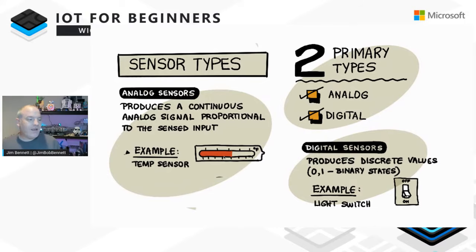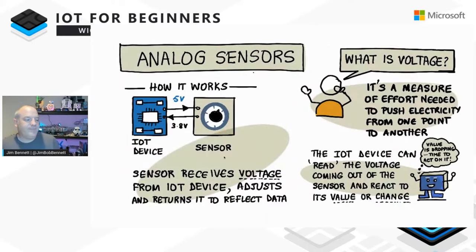A button switch is a classic digital sensor. It's on or off, those are the only two states. You can't have a switch on halfway or a button on halfway. So it's analog sensors and digital sensors. Let's talk about analog sensors. Analog sensors essentially work by you sending a voltage to the sensor, you get a voltage back, and the difference between the two is related to the property you are measuring.